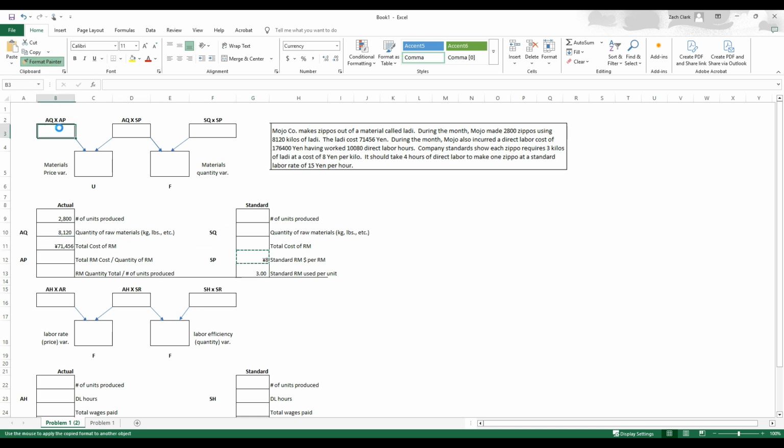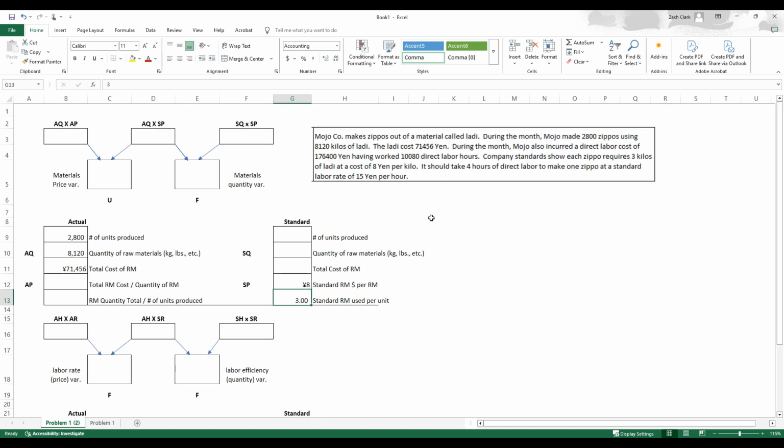Again, let's just do this now. I'm format painting all these cells so they'll be in yen when we get those in. Okay, I think that should do it. Okay, so it was 8 yen per kilo. It takes 3 kilos to make 1 unit. And then it talks about some other information about the hours. So let's just start with the materials. Zoom in a little bit. Okay, so let's do some of the calculations here.